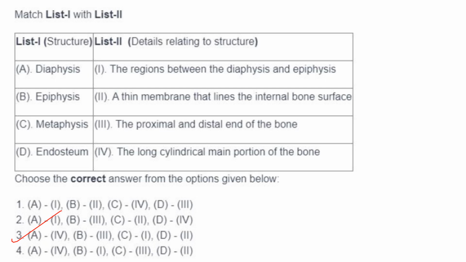Metaphysis is the region between the diaphysis and epiphysis, and endosteum is a thin membrane that lines the internal bone surface. So A4, B3, C1 and D2 is the answer.